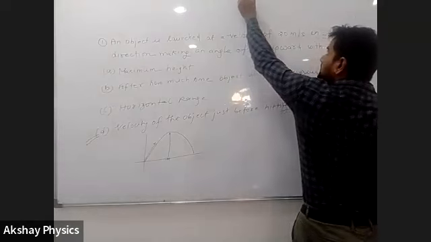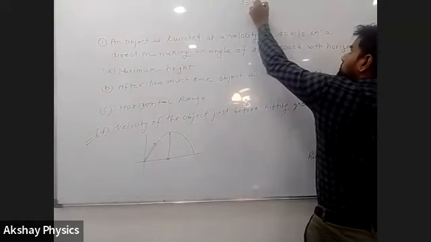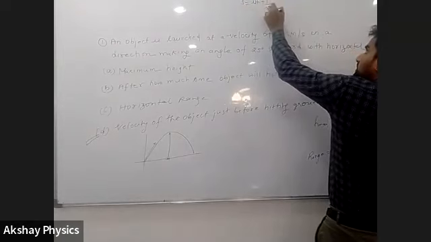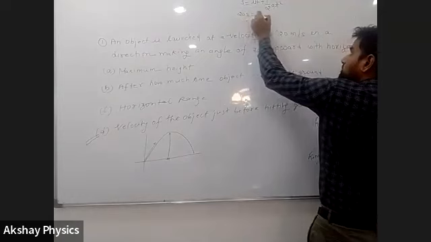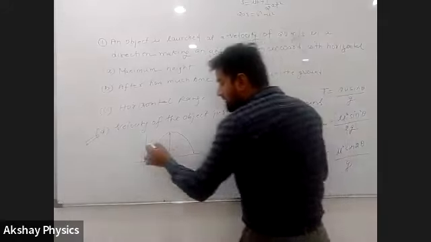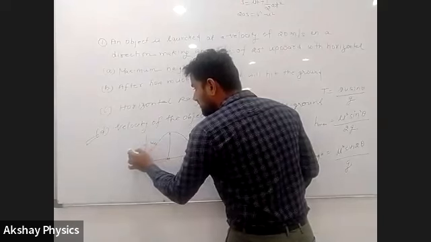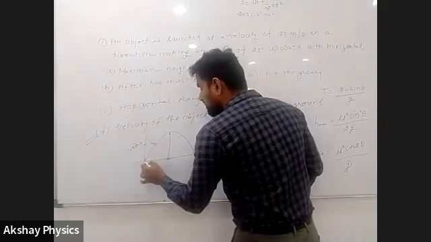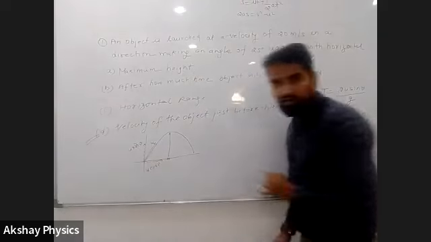What are those? v = u + at. s = ut + half at square. And the third one is 2as = v square minus u square. In this way, the vertical component of u is u sin theta, and the horizontal component of the velocity is what? u cos theta. You already know that.